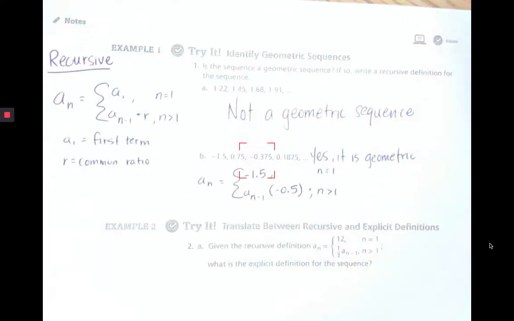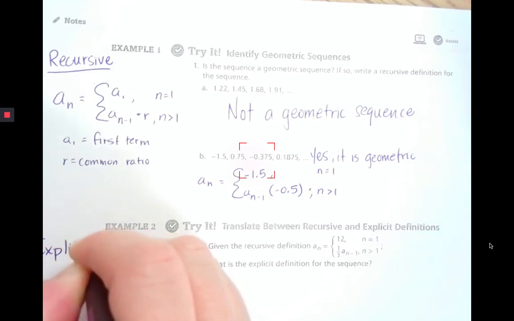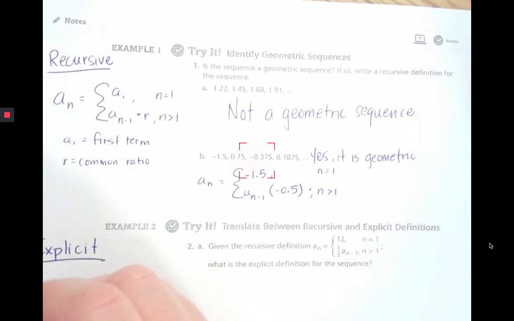Oops, sorry. I wrote recursive, and then under example 2, I'm going to write the explicit definition, and that's A sub n is equal to A sub 1 times r raised to the n minus 1, where A sub 1 is our first term, r is our common ratio, and n is equal to our term number.